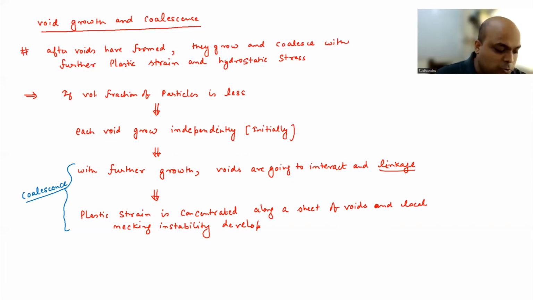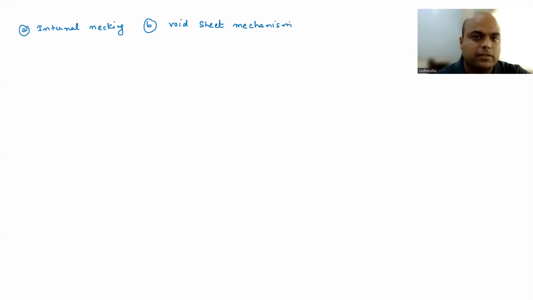Okay. So there are two mechanisms. One is called internal necking, and another one is void sheet mechanisms. We'll discuss one by one. So first, we will talk about internal necking.